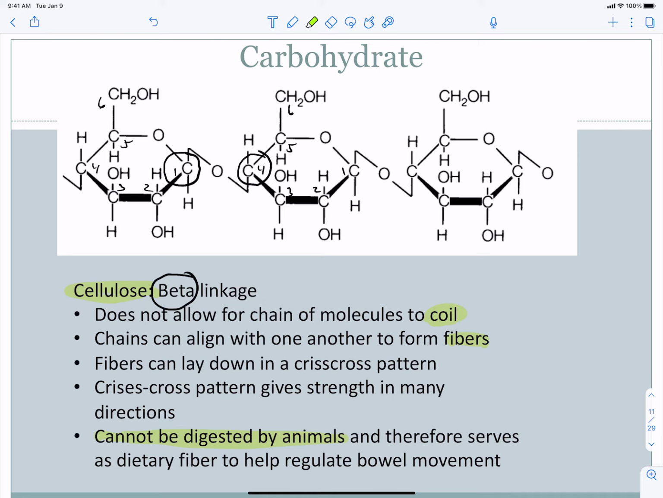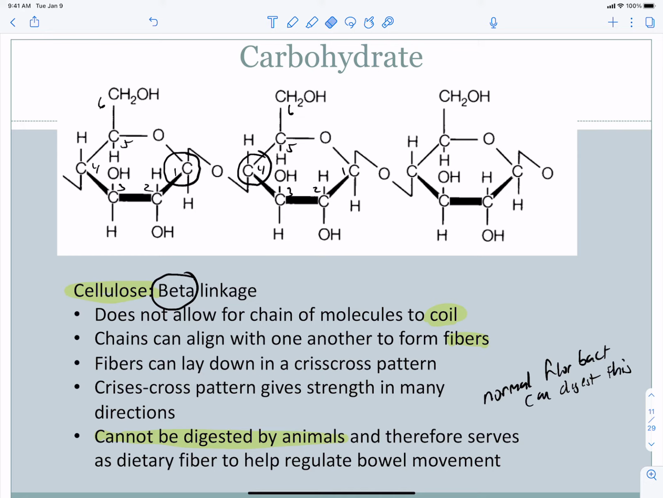It helps to regulate bowel movement. There are normal flora bacteria that can digest this. And so we're not talking about normal flora, but everybody knows that gut microbiota is important for health. And having plant fiber in your diet is important to keep those bacteria that can metabolize that fiber in your gut, so your gut doesn't get colonized by other bacteria.